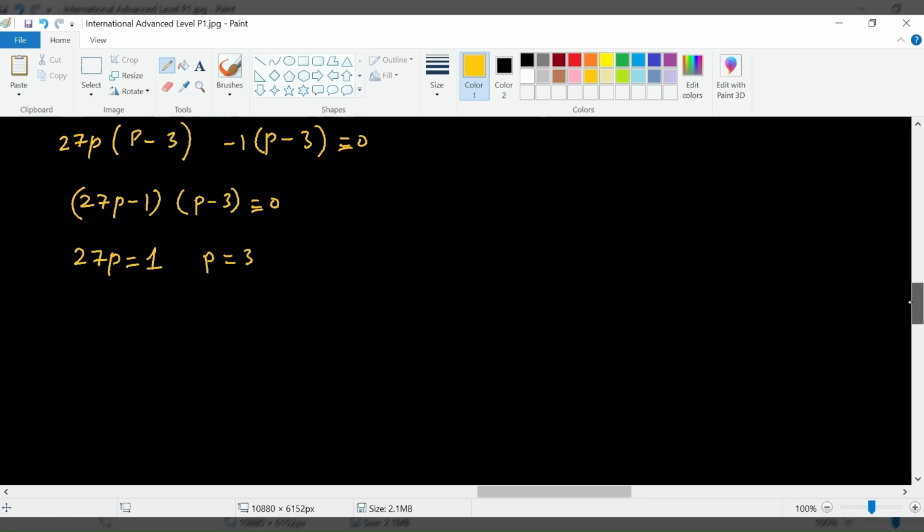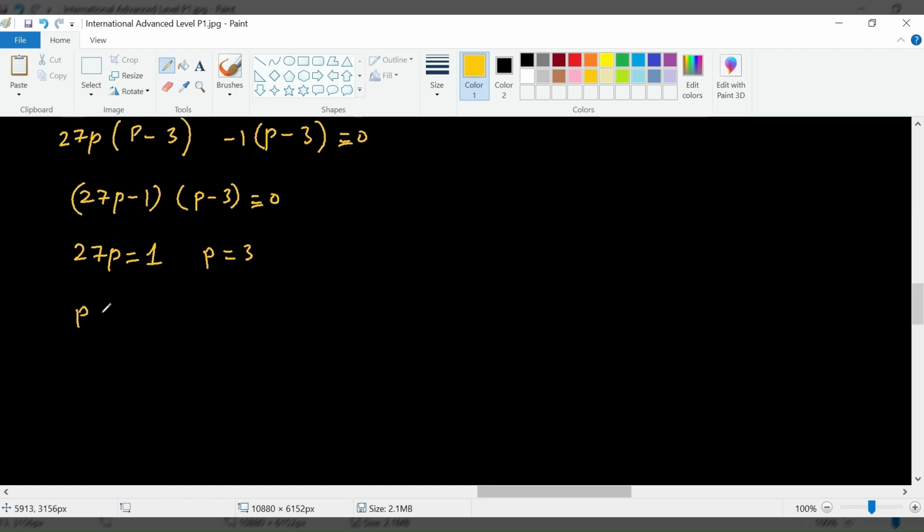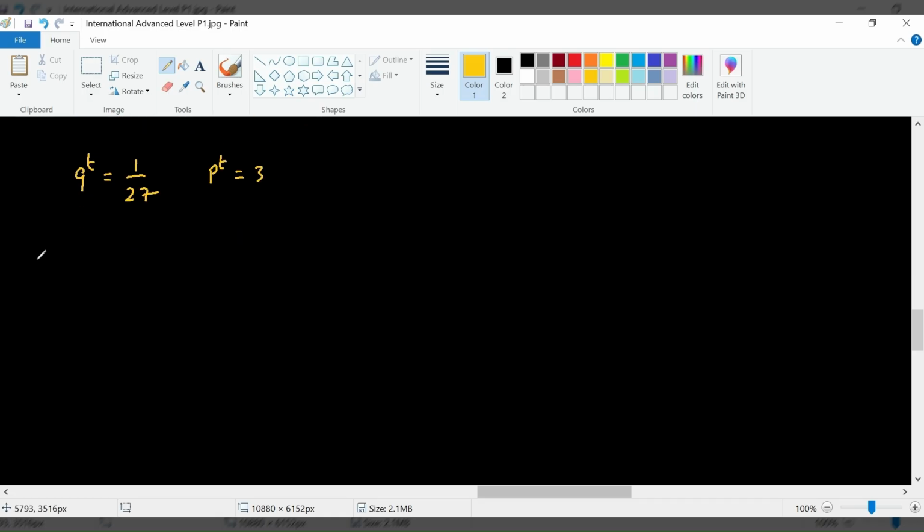Now most of the students stopped here to find the value of p, but this is not what we want. p is equal to 1 over 27 and p is equal to 3. Now you know very well that p is equal to 9 to the power t from the above question. So 9 to the power t is equal to 1 over 27, and also 9 to the power t is equal to 3. Again, using the rule of exponents, 1 over 27 is 3 to the power minus 3.